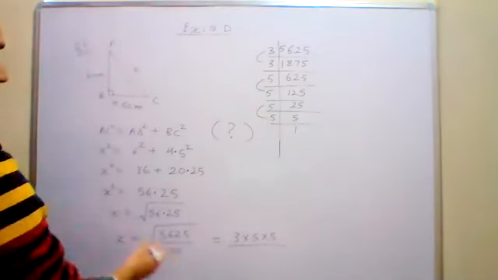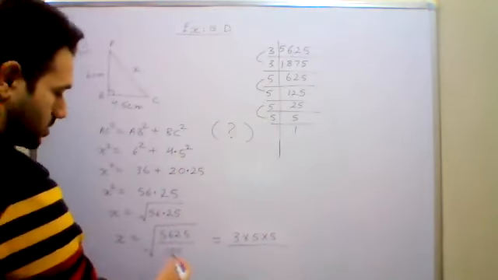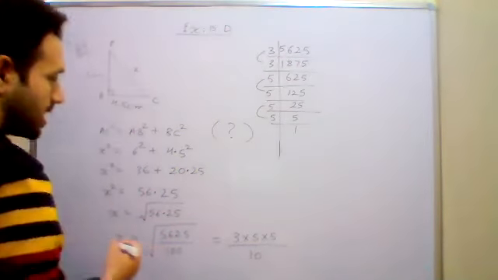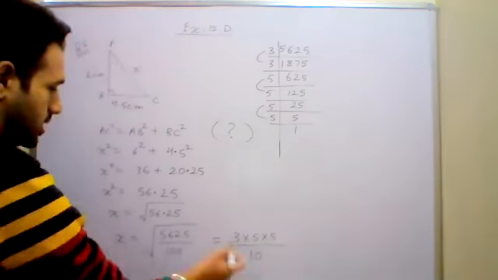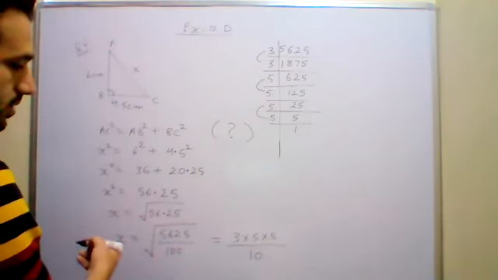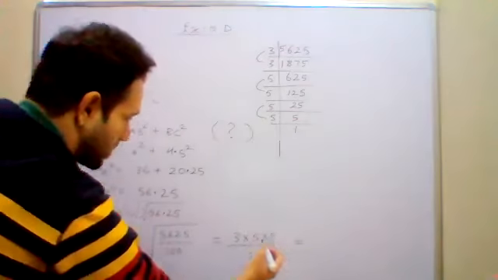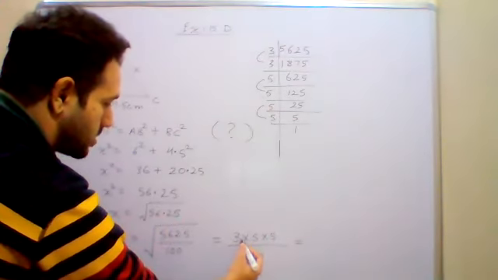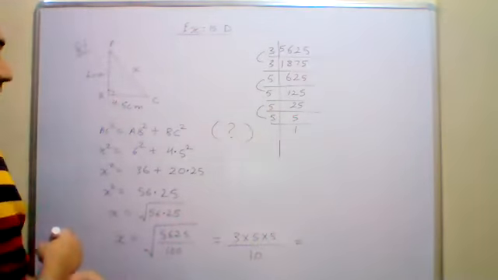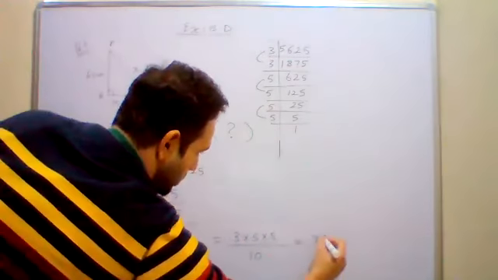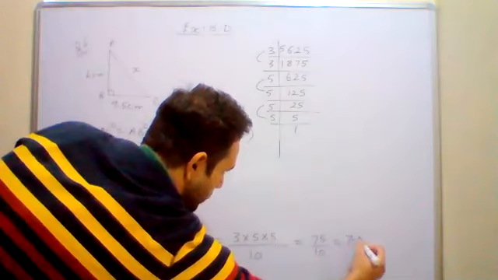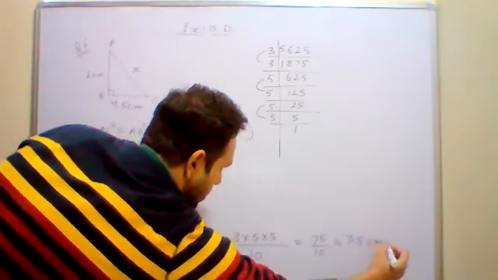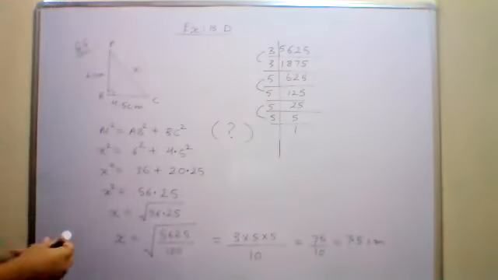upon 100 का square root क्या होगा? Square root of 100 is 10. 10 का square क्या होता है? What is the square of 10? 10 into 10 is equal to 100. That means square root of 100 कितना हो जाएगा? 10 हो जाएगा. Okay. So now you multiply the numerator. 3 into 5 into 5. What is the product? This is equal to 75. 75 divided by 10 is equal to 7.5 centimeters. So 7.5 centimeter is the answer.